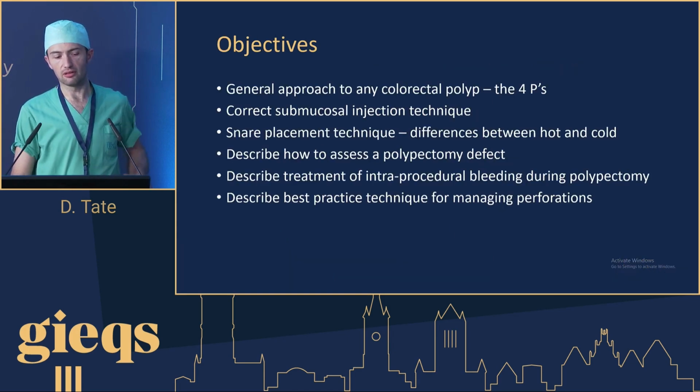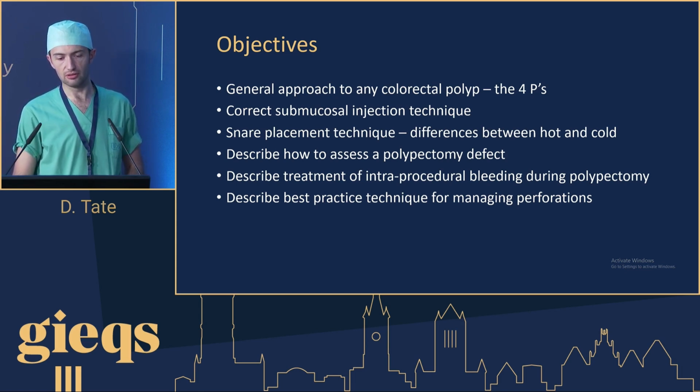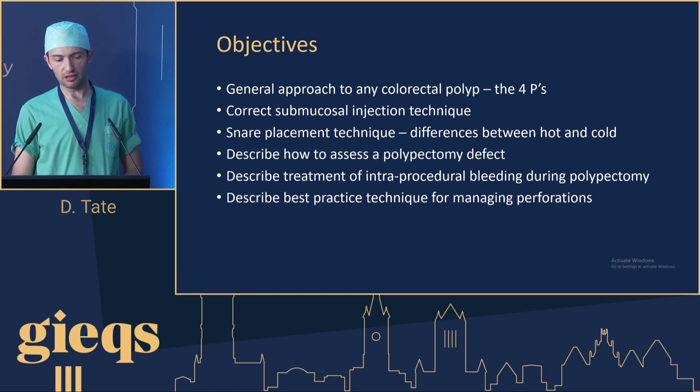This is about the general approach to any colorectal polyp. John's going to talk about the 4 Ps, which are global tools to approach a colorectal polypectomy. Then we're going to talk, Christoph, about correct submucosal injection technique. I'm going to talk about snare placement technique, and then Nick Burgess from New Zealand is going to join us about how to assess a defect.